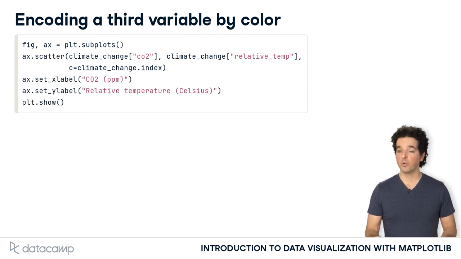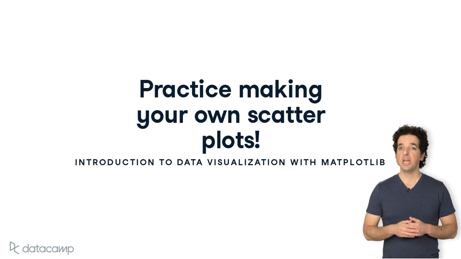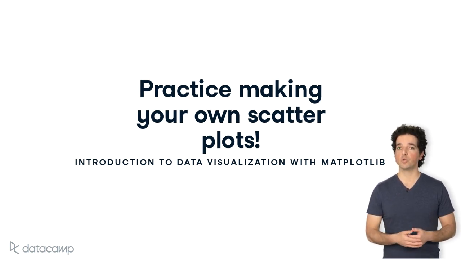As before, we set the axis labels and call plt.show. Now, time of the measurements is encoded in the brightness of the color applied to the points, with dark blue points early on and later points in bright yellow. In the exercises, go ahead and practice making your own scatter plots.